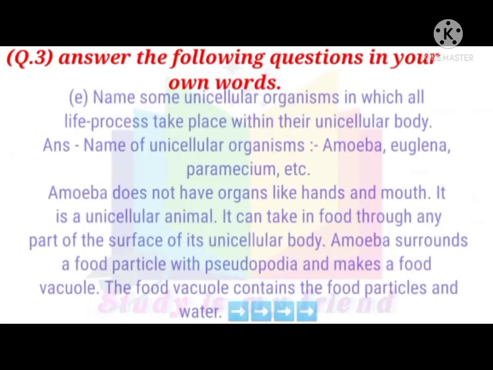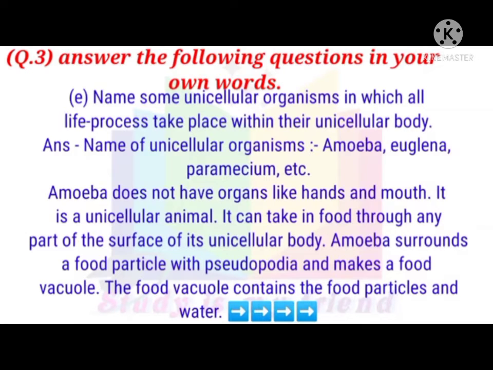E. Name some unicellular organisms in which all life processes take place within their unicellular body. Answer: Names of unicellular organisms: amoeba, euglena, paramecium, etc. Amoeba does not have organs like hands and mouth. It is a unicellular animal. It can take in food through any part of the surface of its body.